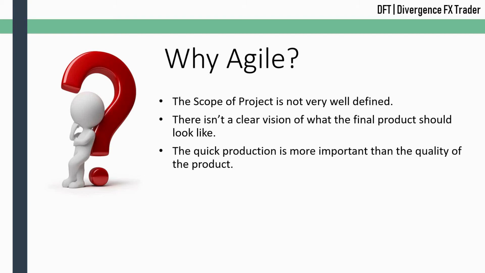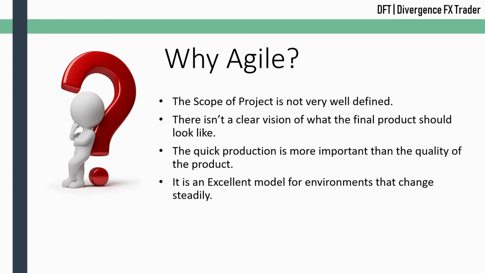The next reason is actually a big benefit of Agile project management methodology, and it is the rule that quick production is more important than the quality of the product. What do I mean by that? Basically, we will create our product in cycles. After each cycle, our product will get better and better. So basically, we focus on developing and creating new better software instead of planning and making sure every step is done correctly. The next point is the fact that this is an excellent model for environments that change all the time. In financial markets, the only steady thing is the change. The markets change all the time, so I think it's a good point. And the last thing, it's easy to manage.